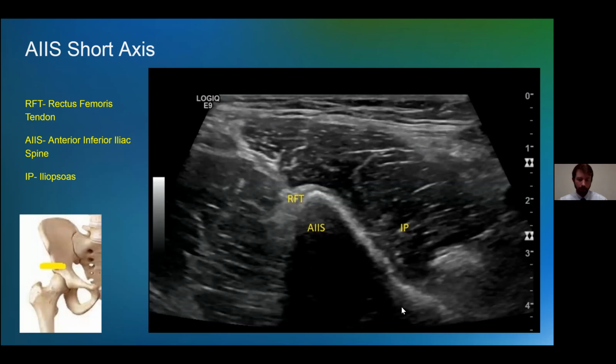Okay, so to find our AIIS, and just in reference to the probe location for visualization of our iliopsoas tendon, we're going to stay in a transverse plane. I'm going to move slightly superiorly and slightly laterally just to find our next landmark, which is our AIIS. So in this image, and you can see the orientation of our probe here, you can just begin to visualize the origin of the direct head of the rectus femoris here, which is this bird's beak appearing structure. And we're going to note the medial orientation of the iliopsoas complex here.